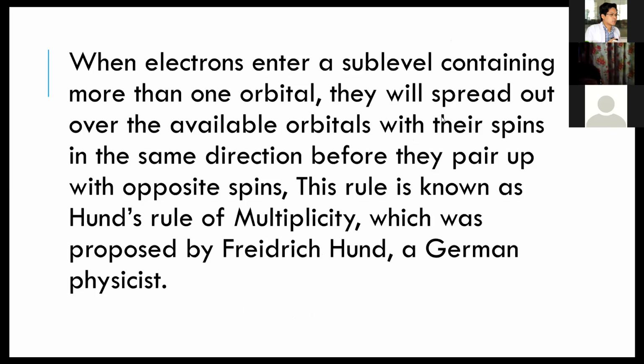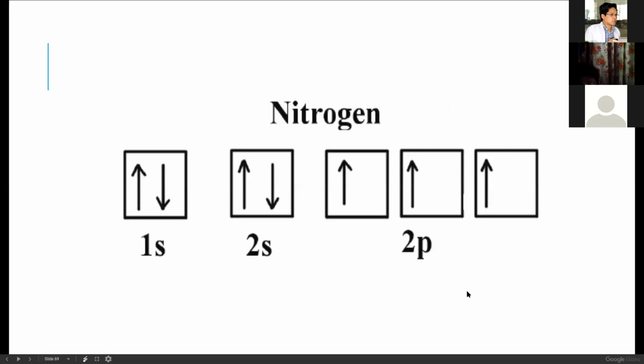Let's continue. Just like this one. This is 1s2, 2s2, and 2p3. 1, 2, 3. So it actually spreads out before pairing.